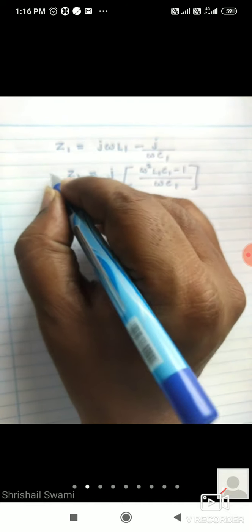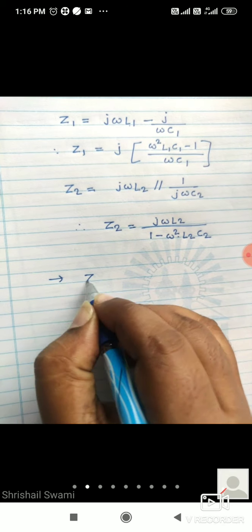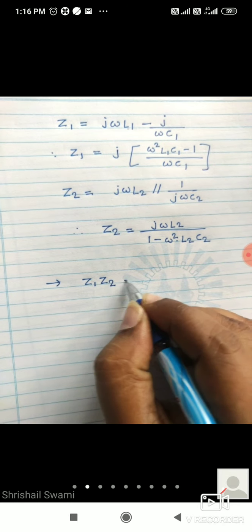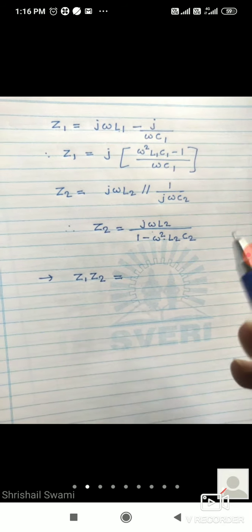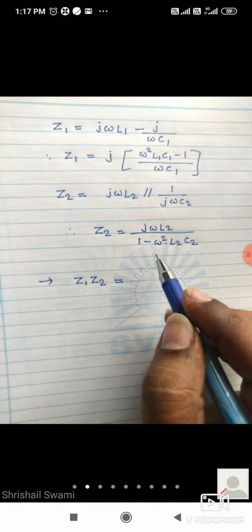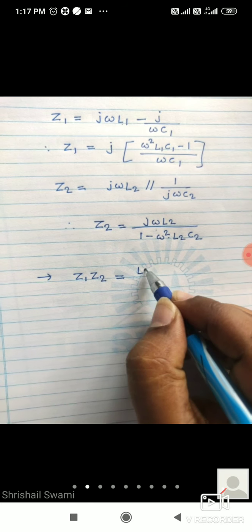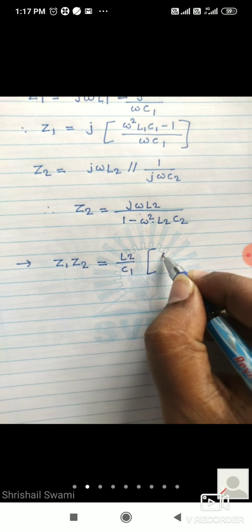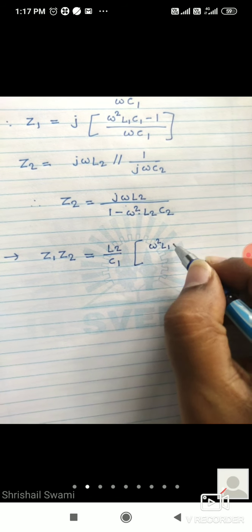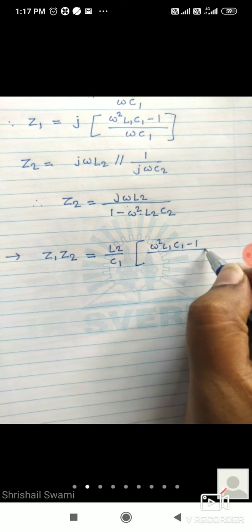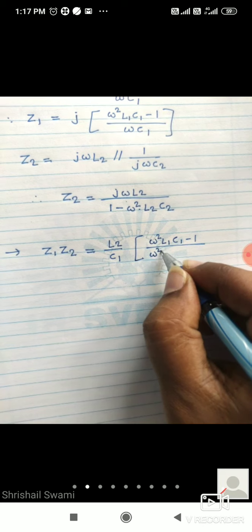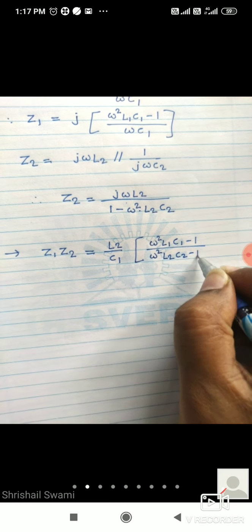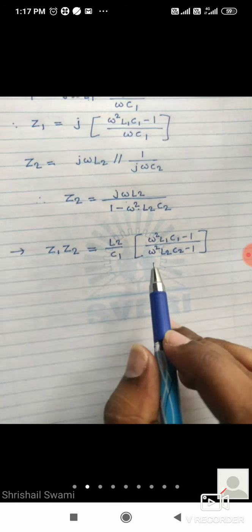Right? Then the product of Z1 and Z2 is required. So Z1 into Z2, what is the product? If you multiply these two factors, you will get L2 by C1 in bracket omega square L1 C1 minus 1 divided by omega square L2 C2 minus 1. Okay, so you require this.